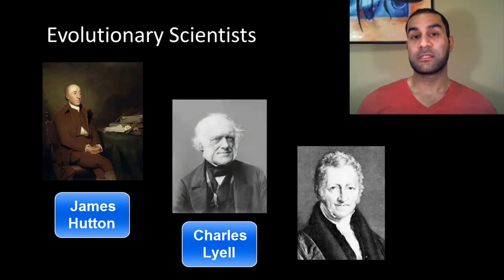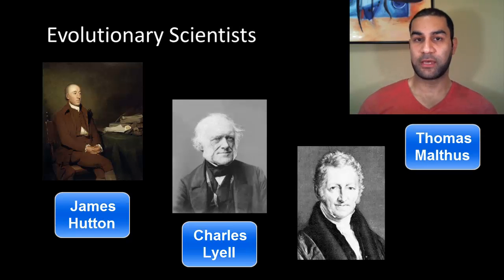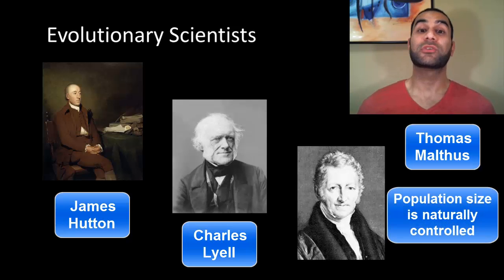The third scientist is actually an economist. His name is Thomas Malthus, and you'll probably hear about him, if you haven't already, in your world geography classes and some other world history, because he had a lot of very strong opinions and certain controversial ideas of how population and population size can be controlled and is naturally controlled.